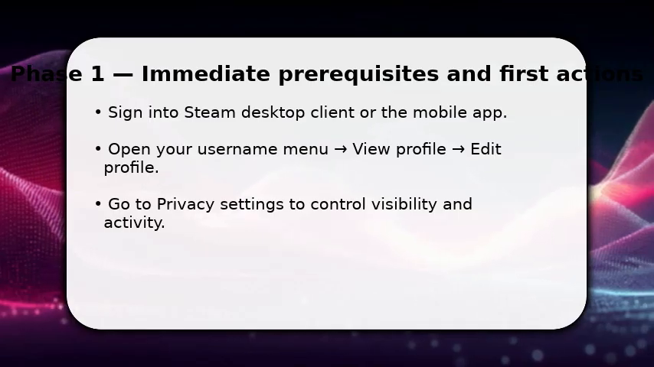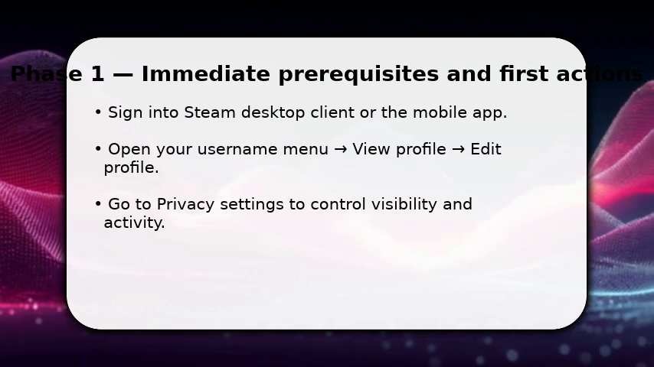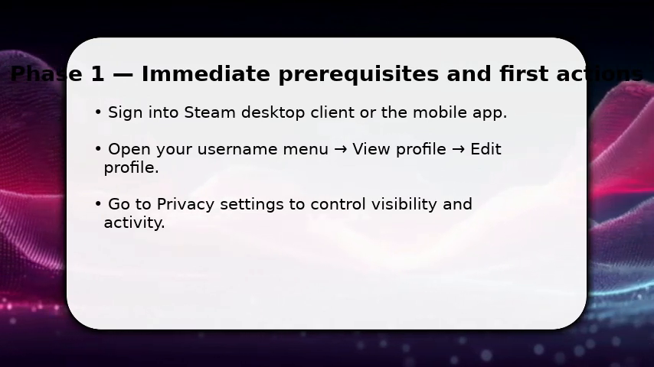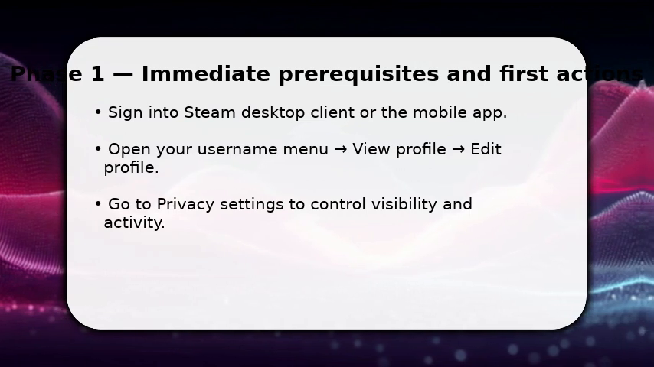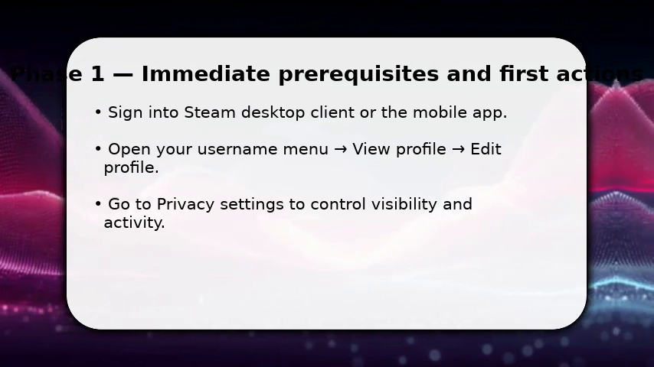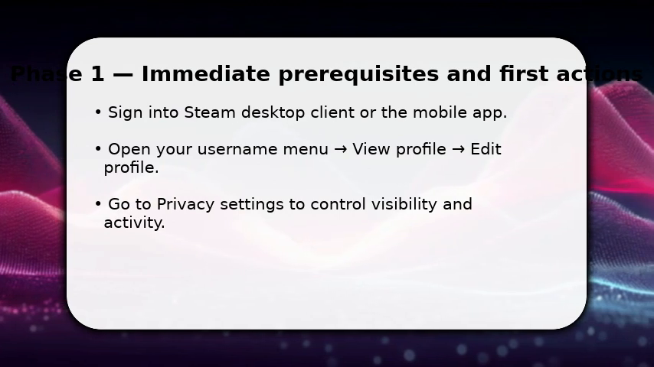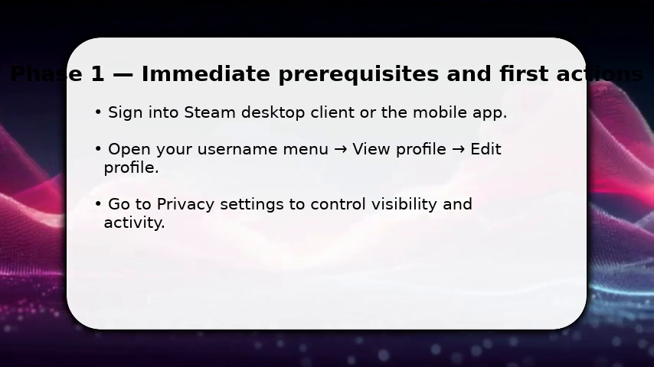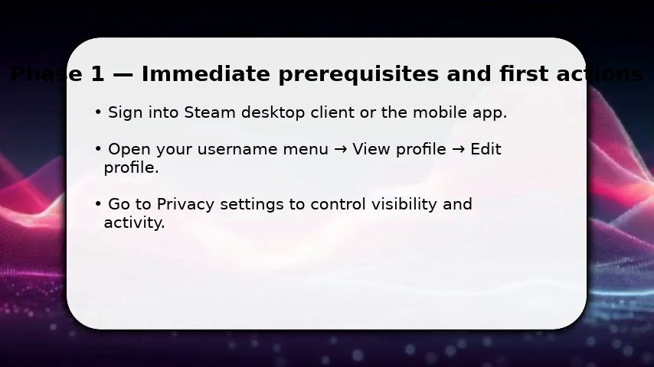You start inside the Steam client, sign in, and go straight to your profile settings. Once signed in, click your username, choose View Profile, then Edit Profile so you can access privacy settings. You do this first because visibility controls are centralized and change what others see immediately.